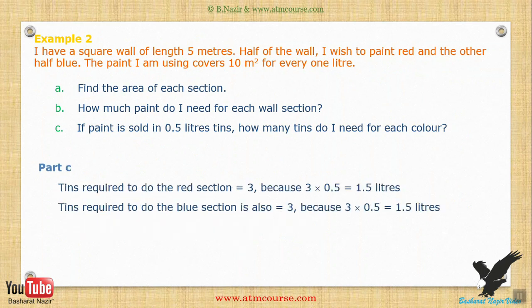Solution Part C. Tins required to do the red section equals 3, because 3 multiplied by 0.5 equals 1.5 liters. Tins required to do the blue section is also 3, because 3 multiplied by 0.5 equals 1.5 liters.